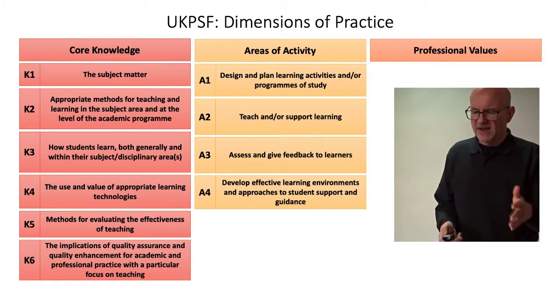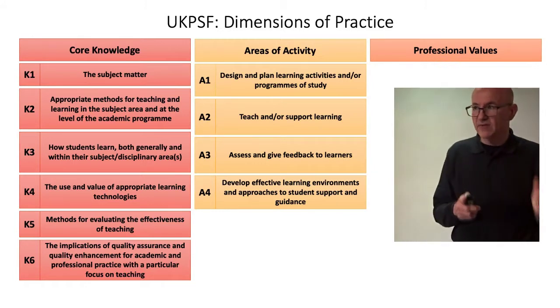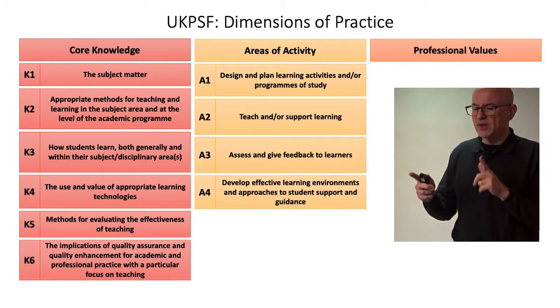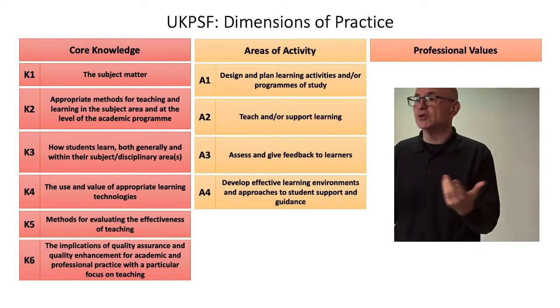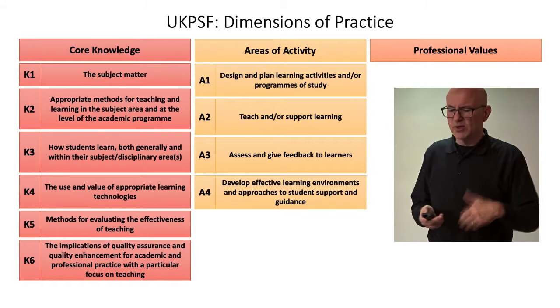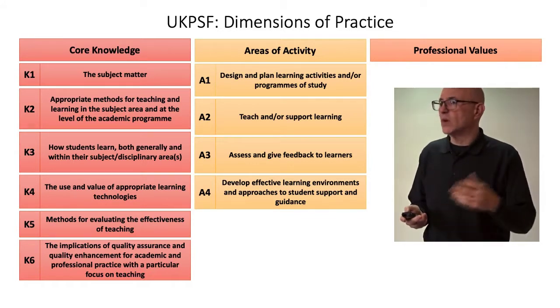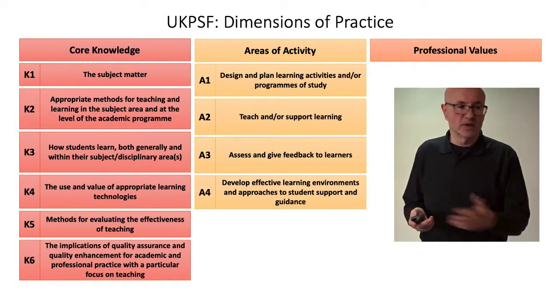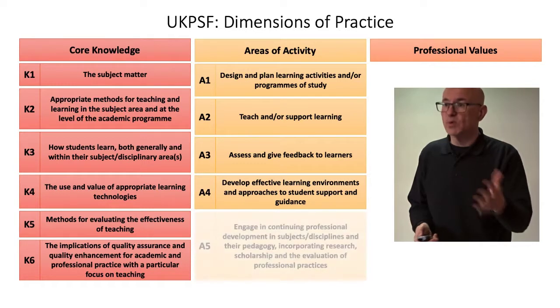A4 is develop effective learning environments and approaches to student support and guidance. The first part of that is very often matched with K4, appropriate learning technologies, matching up with effective learning environments, but it can also just literally mean the way that you manage the classroom, and peer observation is clear evidence for that. And appropriate student support and guidance might be some of your tutorial activities as well as your in-class support for individual learners or groups of learners in your engagement with them.